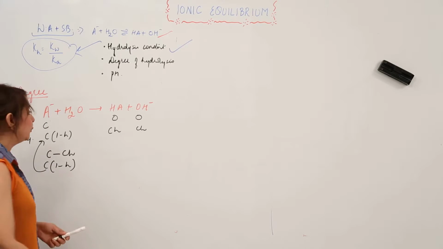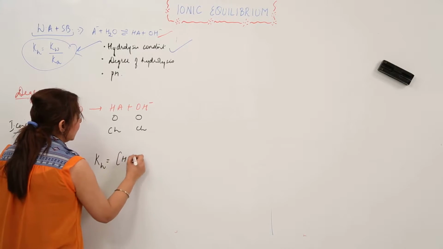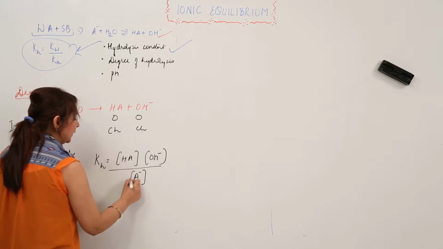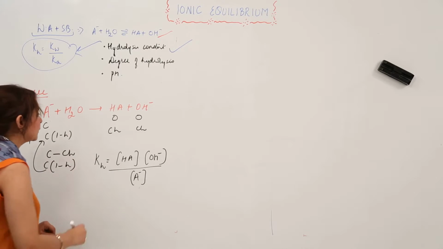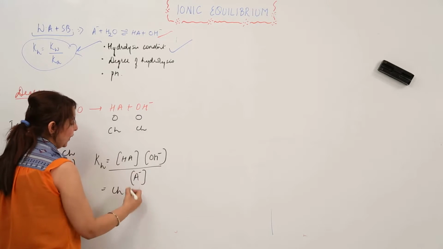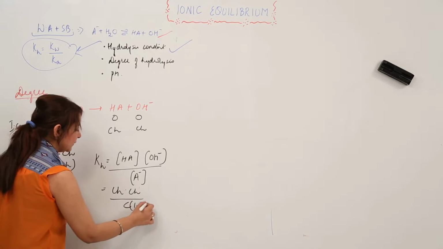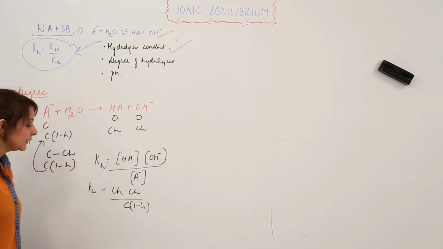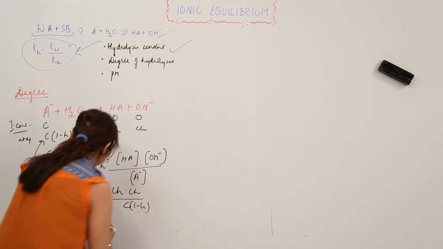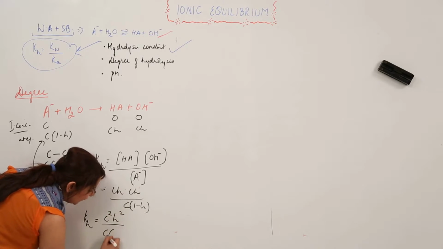Now we write the equilibrium constant expression for it. The hydrolysis constant expression is Kh = [HA][OH⁻] divided by [A⁻]. Now I substitute the values indicated here. HA is Ch, OH⁻ is again Ch, and A⁻ is C(1 − h). So this is Kh. On solving, I get Kh is equal to C²h² over C(1 − h).